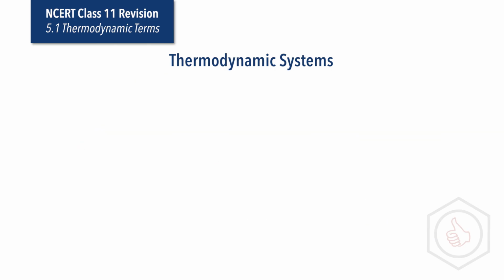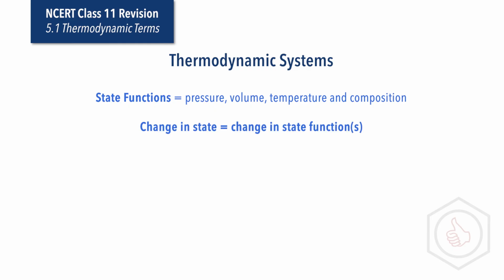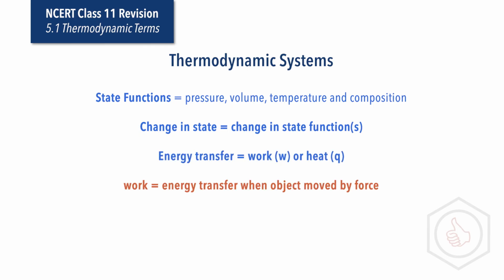The state of a thermodynamic system is defined by certain measurable properties, known as state variables or state functions: pressure, volume, temperature, and composition. A change in state is described by how these variables change. When a system undergoes a change, energy transfer may occur in two forms: work and heat. Work is the energy transferred when an object is moved by a force. It's commonly seen in expansion or compression of gases. Work is a path-dependent quantity. It depends on how the process is carried out.